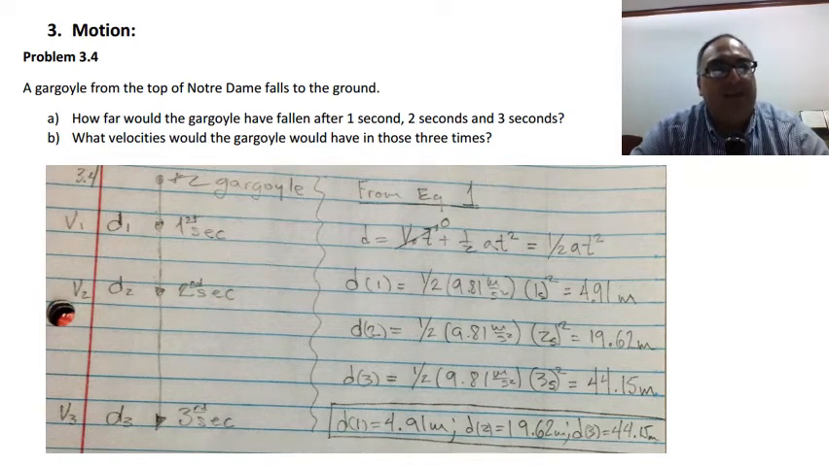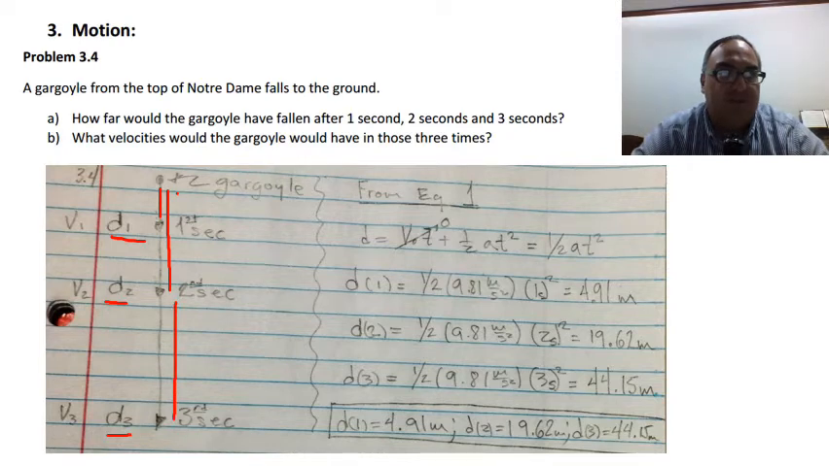Okay, so it's telling us how far, so it's asking about distance, how far it will go in the seconds 1, 2, and 3. And there you see, I have a shorter distance for D1, then a longer one for D2, and then a longer one for D3. And also they are asking us the velocities at those 3 times. This problem is on the slides if you want to check it out.